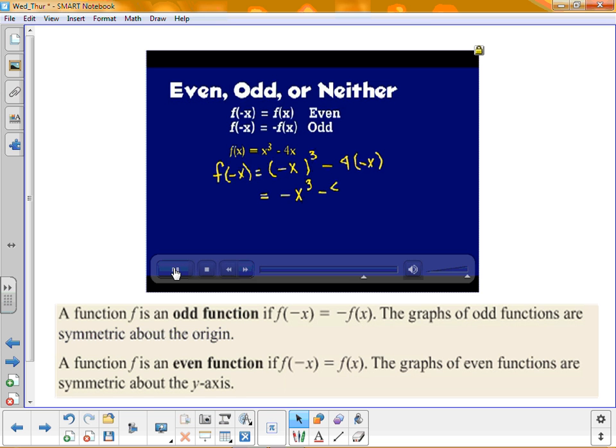So negative times negative, positive. O is opposite. O and opposite. Opposite means odd.